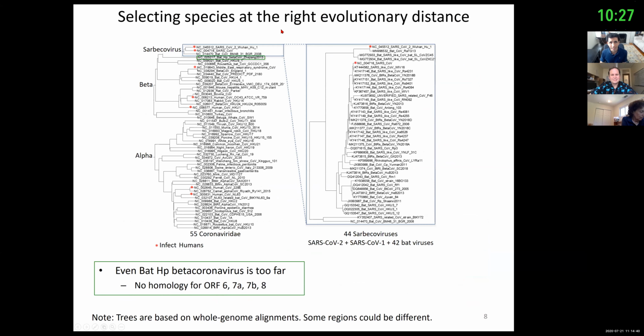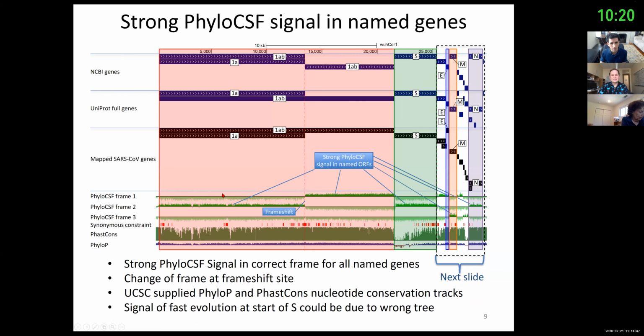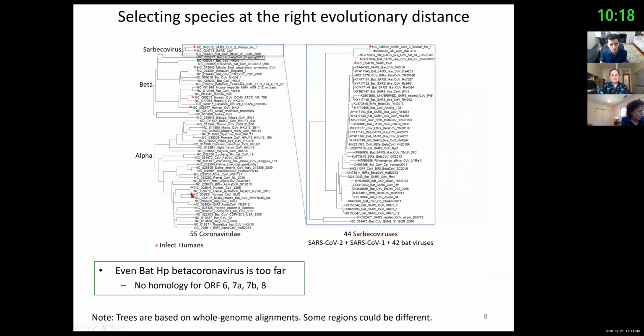The first challenge was to select species at the quote unquote right evolutionary distance, neither too far nor too close. And we've heard a lot of presentations about all of the species that infect humans. So these are the little stars here. These are basically the common cold that nobody worries too much about.